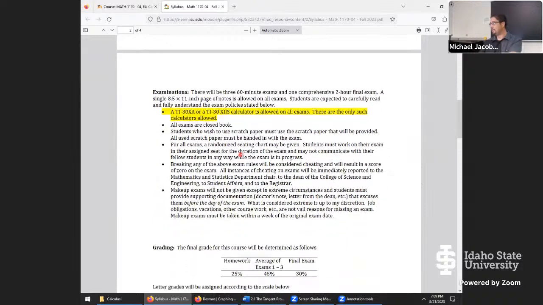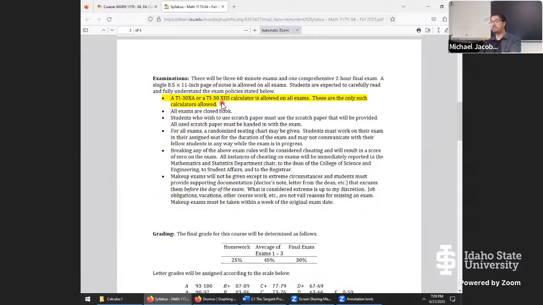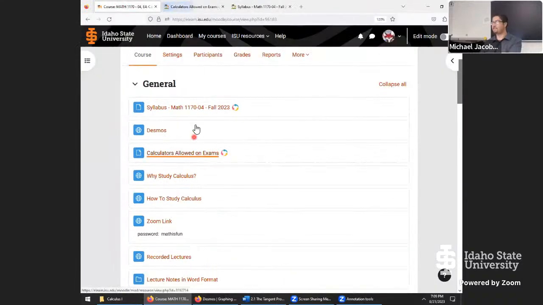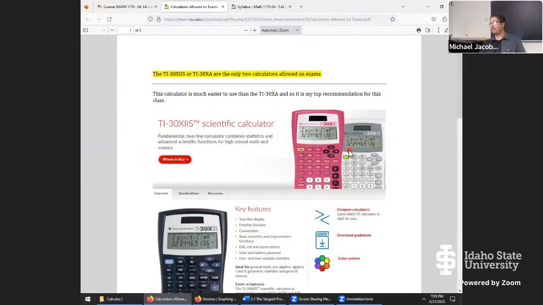Scrolling down, I highlighted this in yellow because for me, this is one of the bigger changes, how I taught the class in the past to the present. This year, I'm going to be allowing the TI-30XA or the TI-30X2S calculators on exams. So we'll have open calculator exams, and these are just for really fast computations. A lot of people probably have already used this calculator or this calculator. If I go to the Moodle website, I think I have a link here. Calculators, there it is. And this is about what they look like.